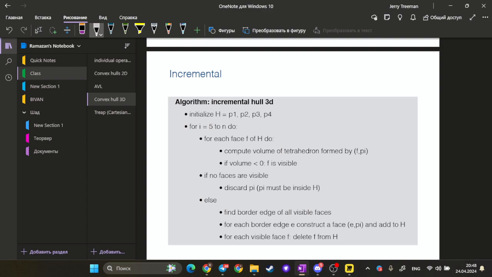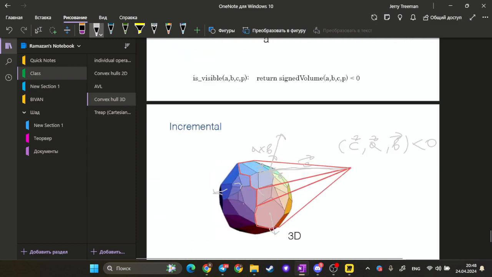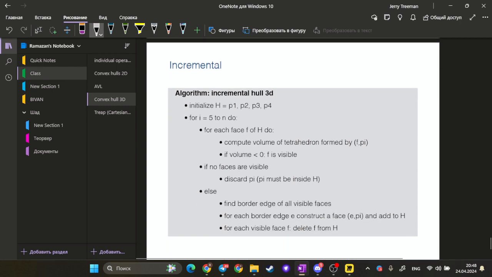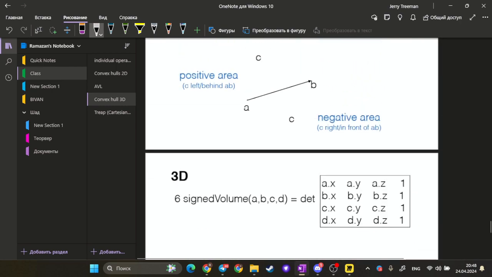Okay, and you do the same thing. Here's the algorithm of it. Formal algorithm. Pseudocode algorithm. Okay, that's it.